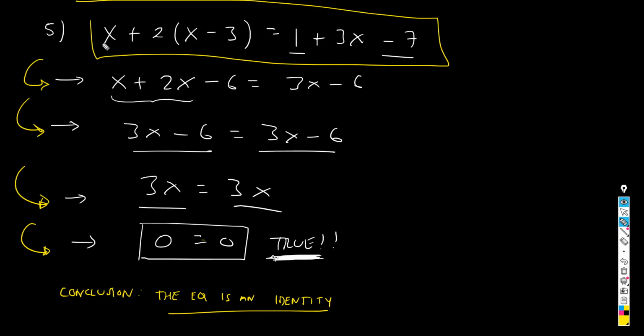If you want to make the experiment, put any x in here. For example, if you want to give x the number -5, put -5 here, -5 here, and -5 here, and your equation will be satisfied. Okay, you don't like -5. What about 17? Put 17 here, 17 here, and 17 here, and your equation will be satisfied. Put any number. It doesn't matter. Put it here, here, and here, and your equation will be satisfied. So what does that mean? That my equation is an identity.